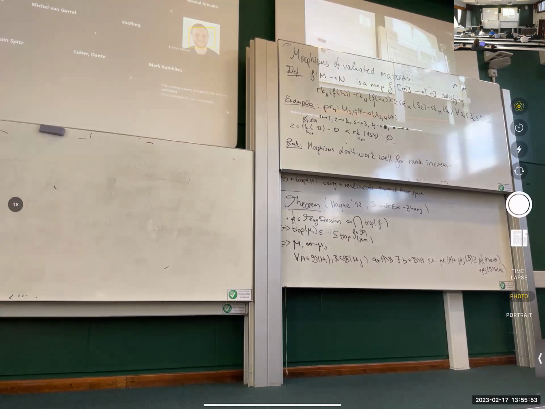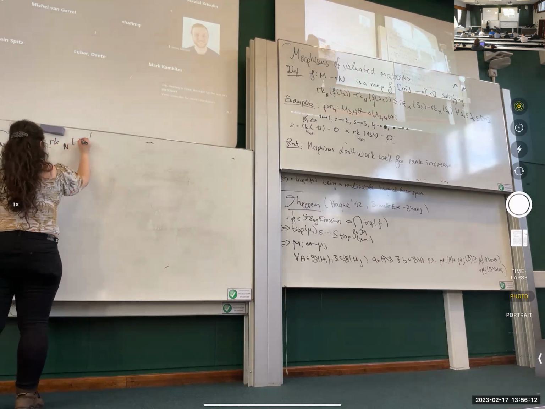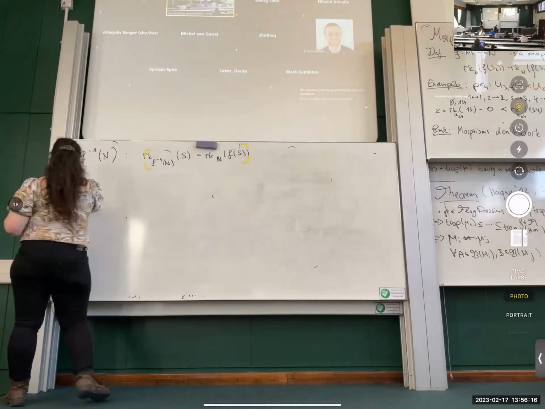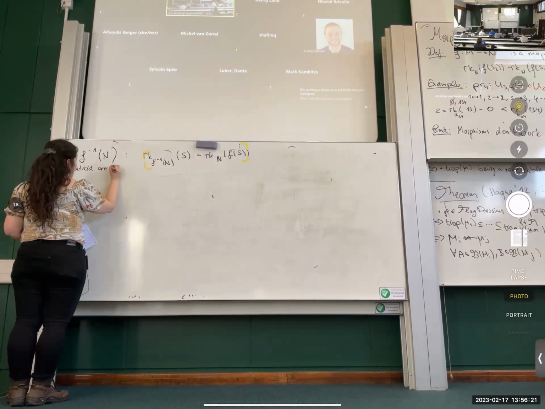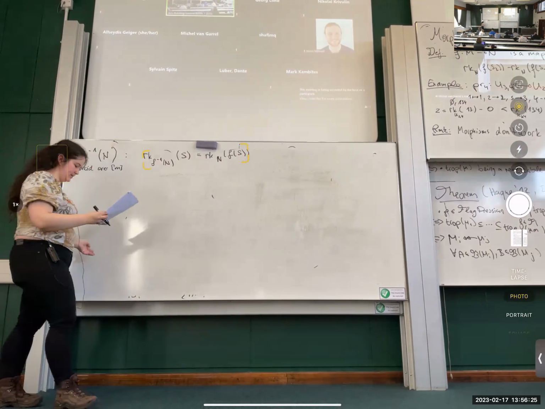So we can define an induced matroid f^{-1}N for any map f. It doesn't need to be a morphism. It is defined in the following way: the rank of f^{-1}N of a set S is the rank of N of f of S. And this is now a matroid over M, over the ground set M. So not over the same ground set as N, but over a different ground set.